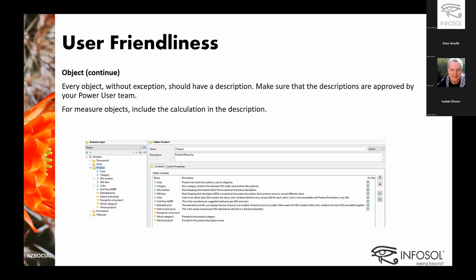Okay, and this is really important. Every object should definitely have a description. And make sure your descriptions are approved by your power user team. So what I do is I present the power user team that's helping me build the universe with the list of objects that we're using in an Excel file, and they'll actually write the descriptions and then I'll enter them into the universe. Very important. And also very important for measure objects, include the calculation in your description.